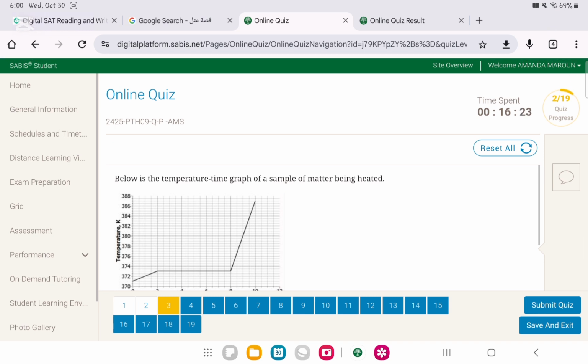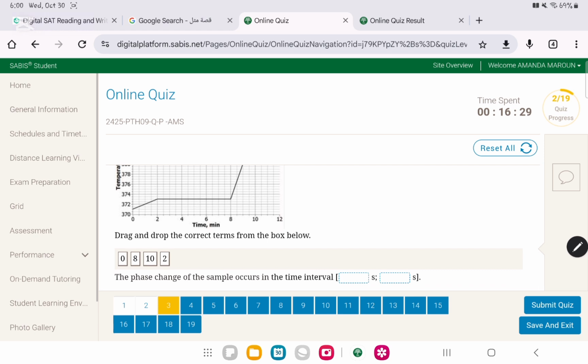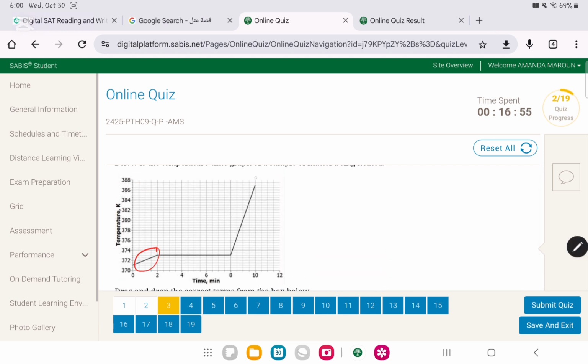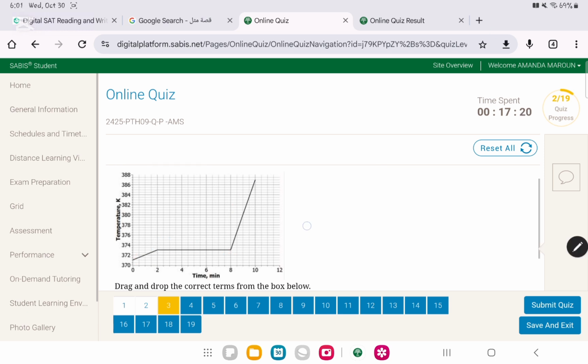Question number 3. Below is the temperature time graph of a sample of matter being heated. They're telling us the phase change. Phase change means the state change. And we said the only time the state changes is when we have a flat line. So looking back at our graph, we see we have a slope over here and a slope over here, and we have a flat line over here. So if we're going to take the time interval in which the phase changed, we're definitely going to take the flat line.